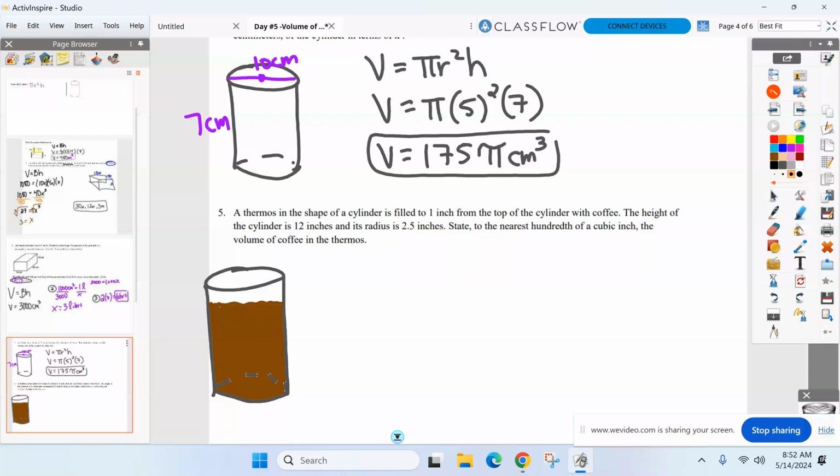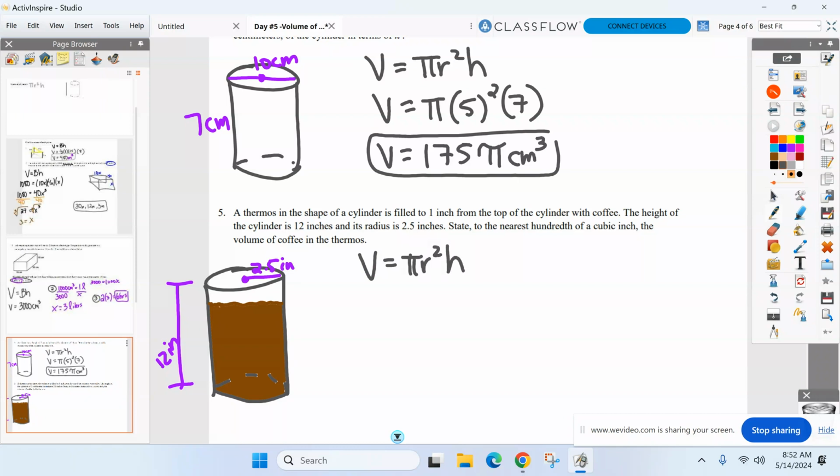It looks good. Height of 12. So I got a height of 12 and a radius of 2.5. Read the end carefully. I don't care about the volume of the thermos. I want to know what volume of coffee is in there. Well, the reference sheet doesn't have volume of coffee. Thanks for the update. The coffee is taking the shape of a cylinder, correct? Because it's in a cylinder. So we're still going to use pi r squared times h.